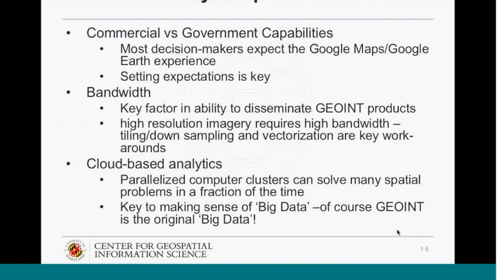Another thing to think about is bandwidth, right? This is really a key factor in our ability to disseminate GEOINT products. The bottom line is that high-resolution imagery requires high bandwidth, right? This imagery is the original big data. I always like to say that because it's true. So tiling, which we talked about in an earlier lecture, and converting raster imagery into vector products, those are really key workarounds for dealing with bandwidth issues.